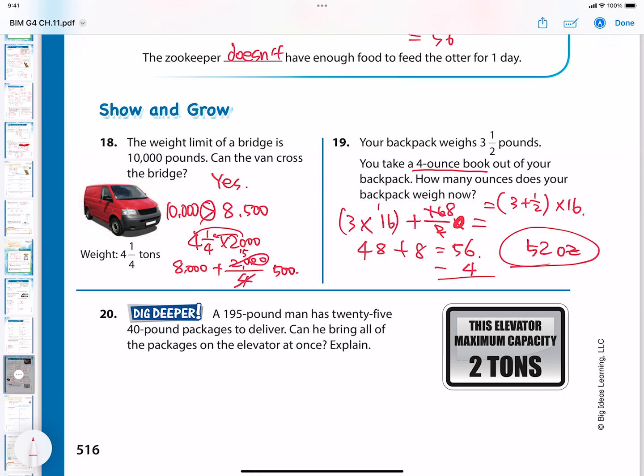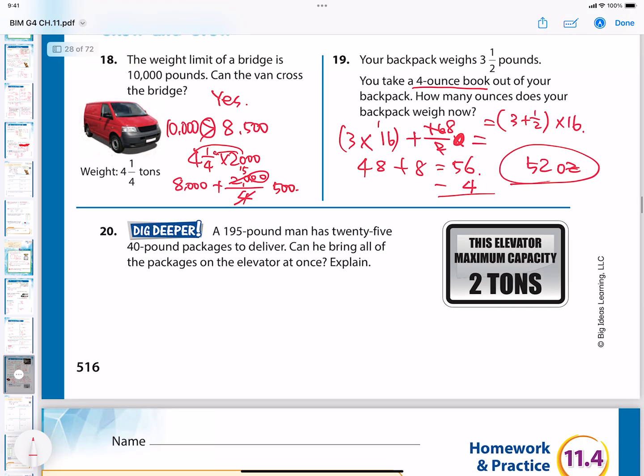All right, last question, guys. Number 20. A 195-pound man has 25 40-pound packages to deliver. I think this man is a delivery man, and can he bring all of the packages on the elevator at once? Explain. So this elevator's maximum capacity is what? 2 tons, which is how many pounds? Because we are talking about pounds, right? 2 times 2,000 is what? 4,000 pounds they can hold.